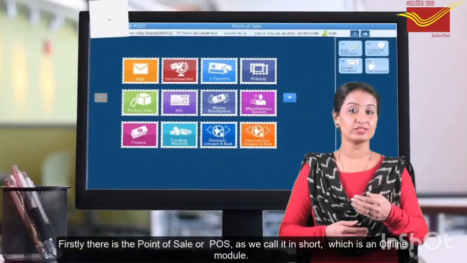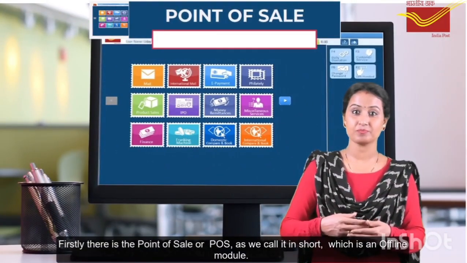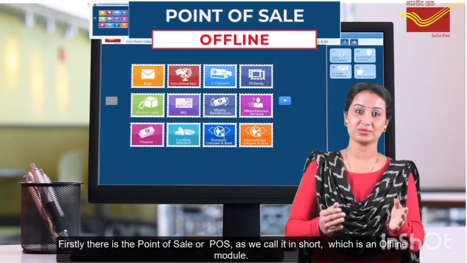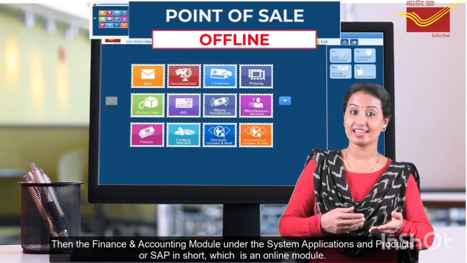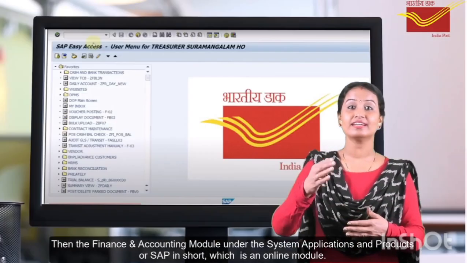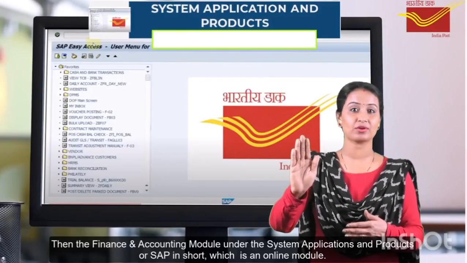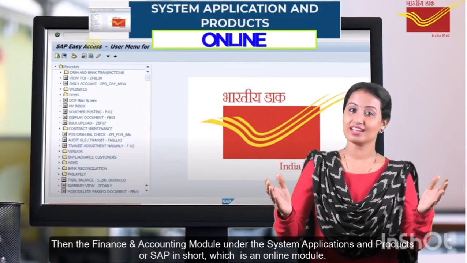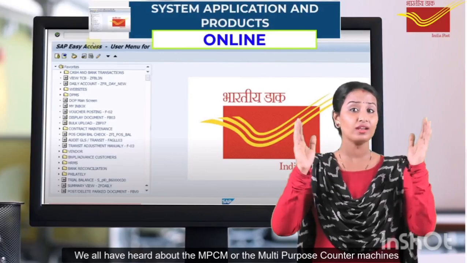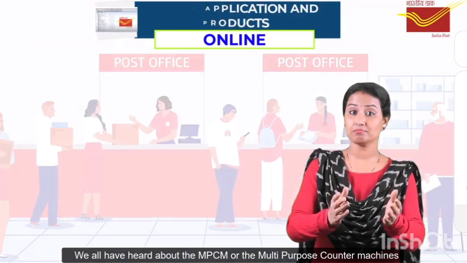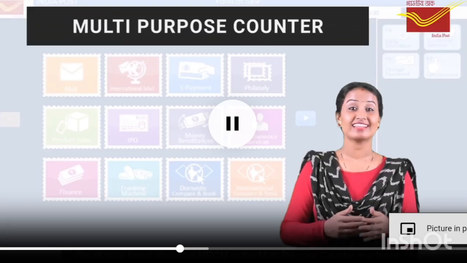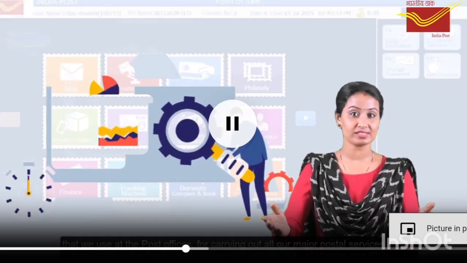Firstly, there is the point of sale, or POS, as we call it in short, which is an offline module. Then the finance and accounting module under the Systems, Applications and Products, or SAP in short, which is an online module.